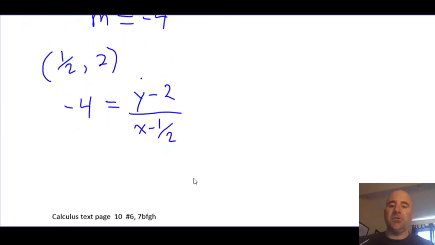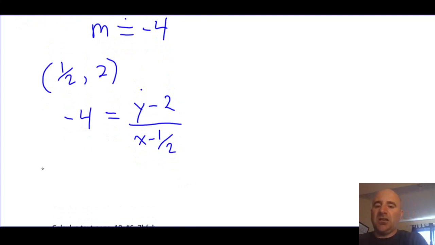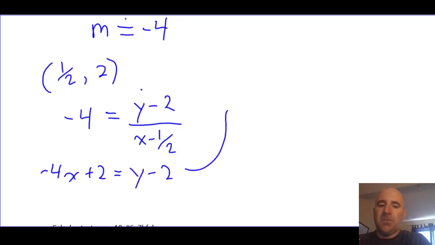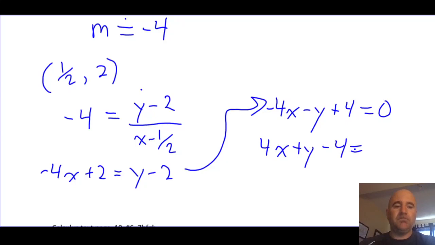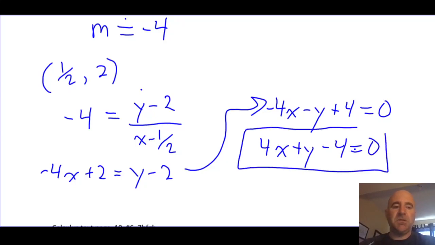I'm going to cross multiply, okay, and I get negative 4x. Negative 4 times negative half is 2, plus 2 equals y minus 2. From there, I can put it in y equals mx plus b form or standard form. I think I'll go standard form, so I get negative 4x minus y plus 4 equals 0, but I do not want the starting number to be negative, so instead I multiply by negative 1. And there you have the equation of your tangent line as well.